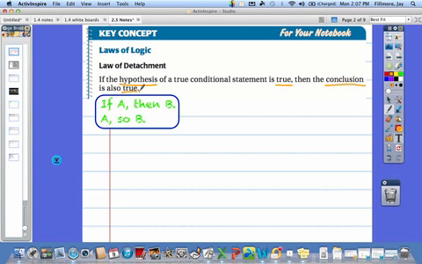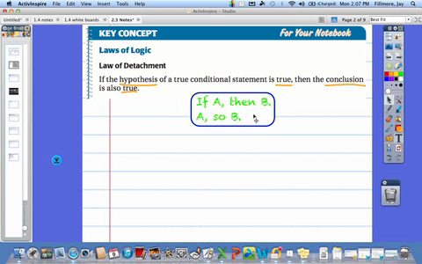If we look at it with symbols instead, we look at it as if A, then B is our conditional statement. A is our hypothesis, B is our conclusion. A is true, therefore B is true. Or another way to look at it is if A occurs, then B must also occur. So that is the law of detachment. If A occurs, then B also occurs or is true.